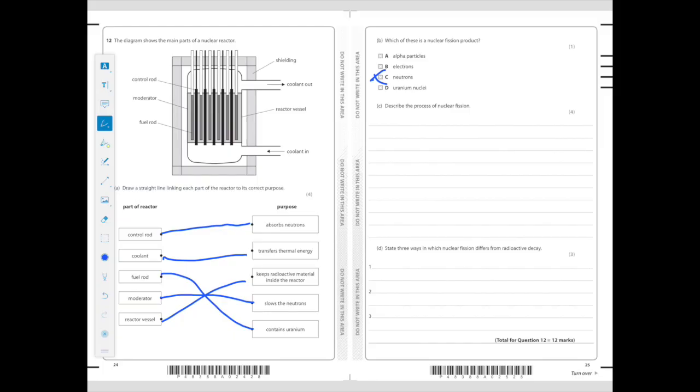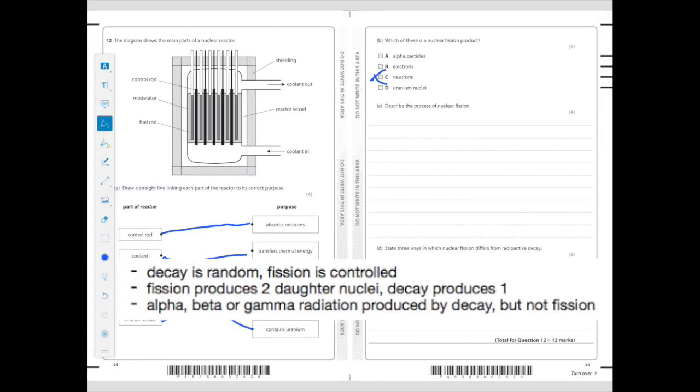State 3 ways in which nuclear fission differs from radioactive decay. So remember, nuclear fission is a human artificial process, whereas radioactive decay occurs naturally. So start by saying that decay is a random process which occurs naturally, whereas fission is not random, it's due to humans firing neutrons at uranium-235. You want to talk about the fact that fission produces 2 daughter nuclei, whereas decay only produces 1. And remember that alpha and beta or gamma are produced by decay, whereas in nuclear fission neither alpha or beta or gamma are released. Instead, it's simply daughter nuclei and neutrons.